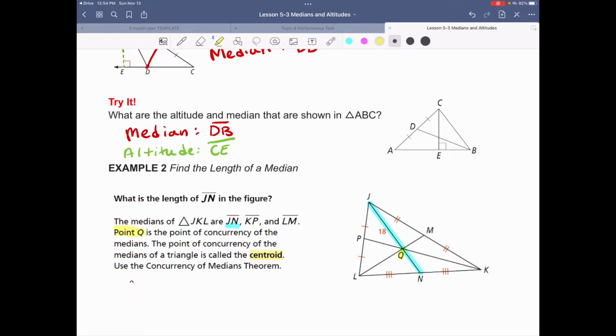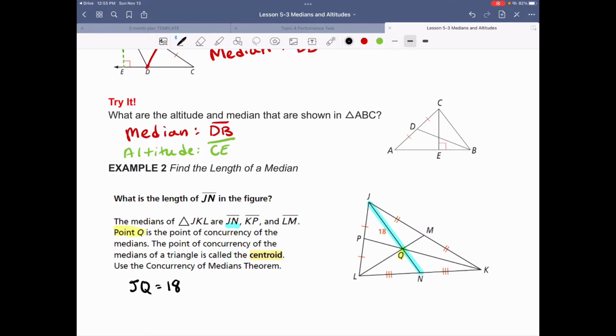And then it tells us to use the concurrency of medians theorem, which we'll talk about on the next page when we turn our page. But from J to N, we want to find the whole length. So we have JQ is equal to 18. We can see that in our picture. J to Q is actually 2/3 of the line. And then QN is 1/3 of the line.